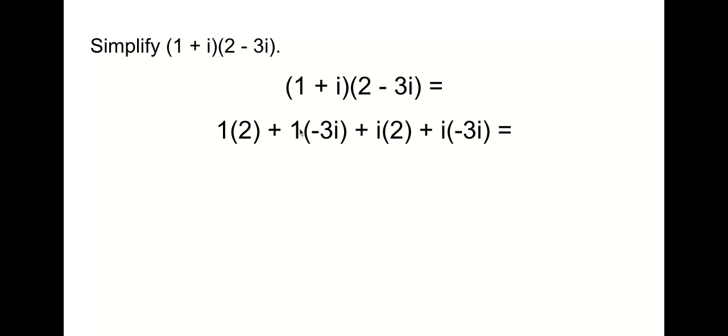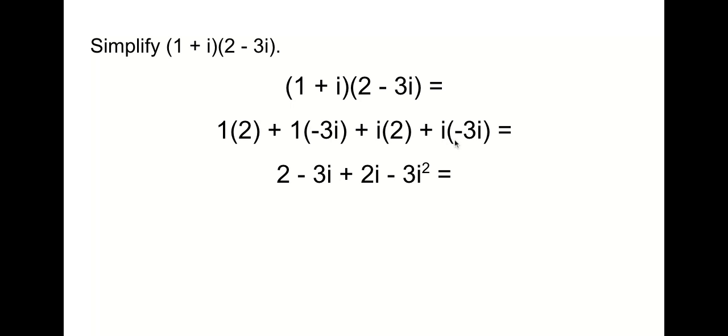So 1 times 2 is 2, 1 times negative 3i is negative 3i, i times 2 is 2i. And notice what I'm saying here, it's subtle. The number comes first, then the imaginary part comes last. So here it's 2, and then 3, and then i. And then I don't put i2, I put 2i. All right, so the standard is we put the number first, then the i in the back. All right, okay, and then I have i times negative 3i.